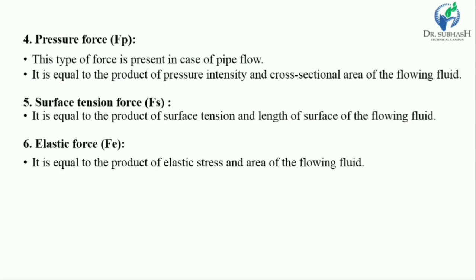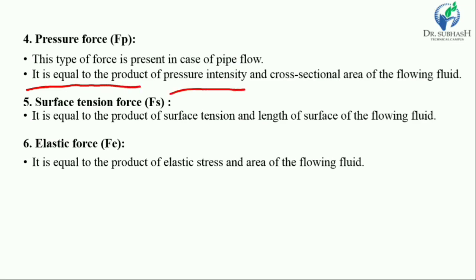Now the next one is the pressure force. This type of force is present in the case of pipe flow, compressible flow or turbulent flow. It is equal to the product of pressure intensity and cross-section area of the flowing fluid. So the pressure force is equal to pressure times cross-section area.